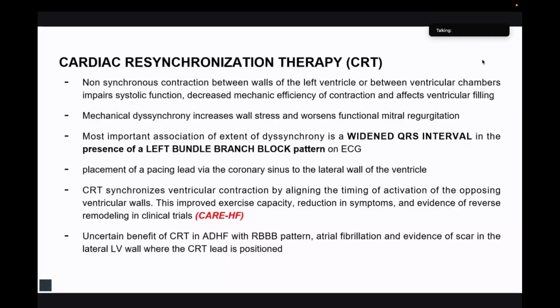The most important association of the extent of dyssynchrony is a widened QRS interval in the presence of a left bundle branch block pattern on ECG. So CRT requires placement of a pacing lead via the coronary sinus in the lateral wall of the ventricle. CRT synchronizes ventricular contraction by aligning the timing of activation of the opposing ventricular walls.